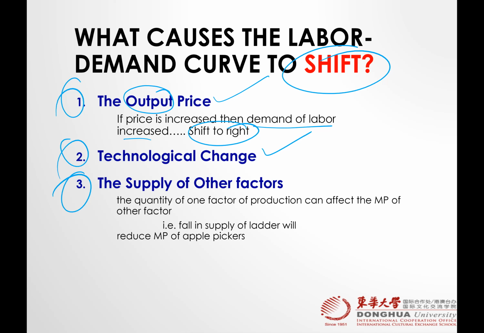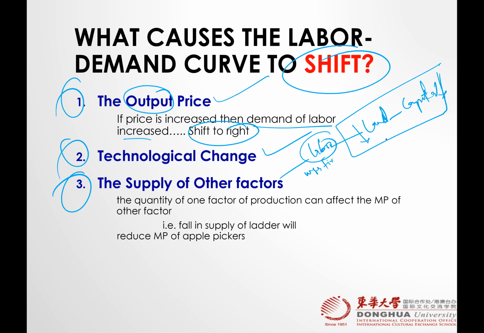The supply of other factors, which means the supply of one factor. We are just finding out about labor, and there is land and capital. If labor prices are fixed, wages are fixed, what if the rent on the land decreases or the capital cost decreases, right? What happens? Demand for labor rises.